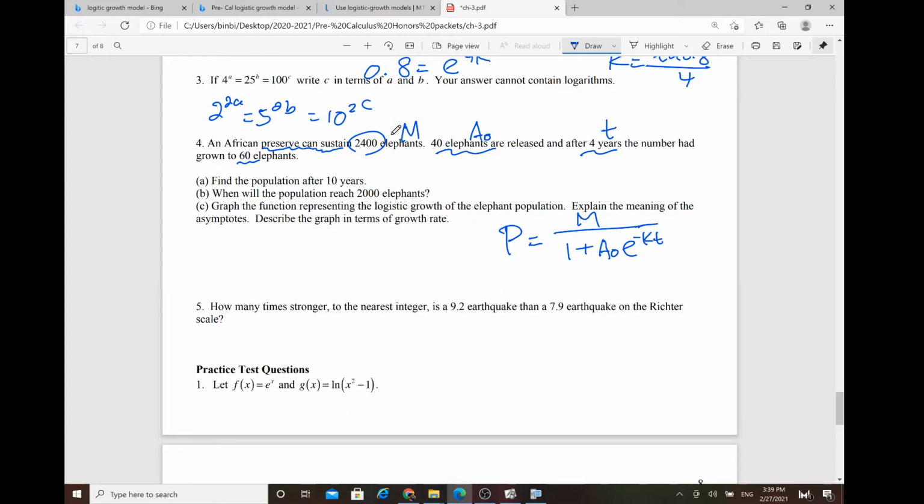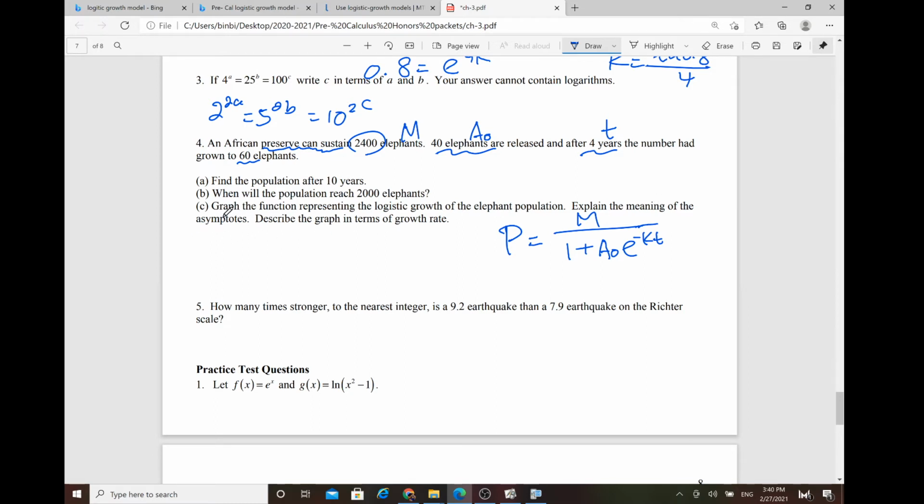So this number right here, the maximum capacity, means that when t goes to a big number, like 1,000 years or 10,000 years later, it doesn't matter which year. The number of elephants that can be sustained for the preserve would be considered 2,400. In other words, eventually the horizontal asymptote is going to be M, the value of M. It's always the maximum capacity.